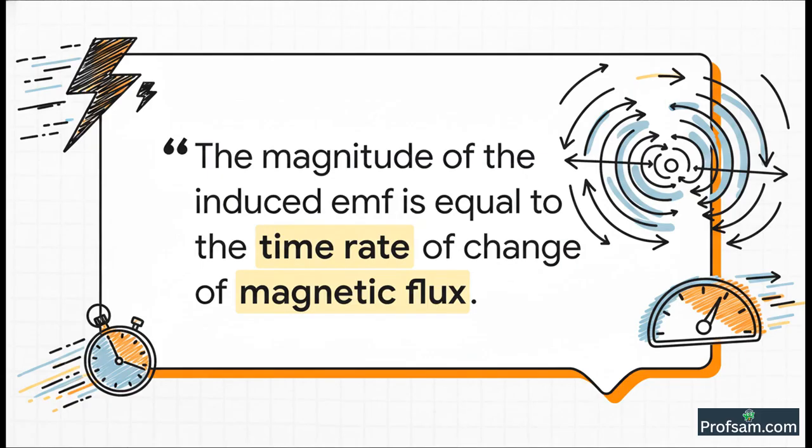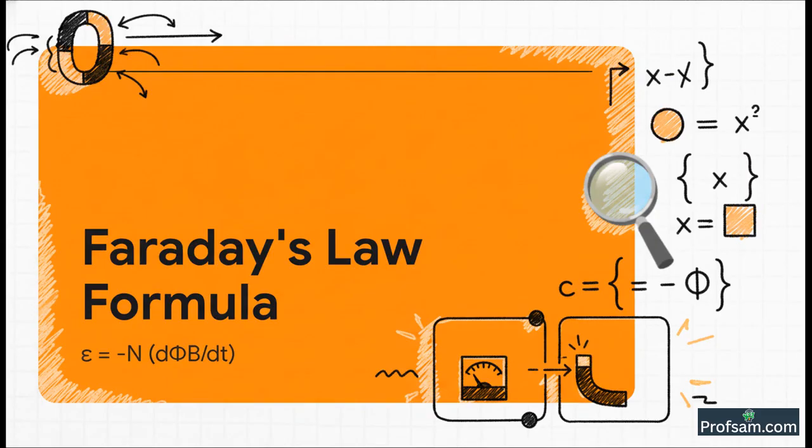All it's saying is that the voltage you get, the EMF, depends on how fast the magnetic flux is changing. A slow change gives you a small voltage. A very fast change gives you a big voltage. Now, mathematically, that whole statement is written just like this. I know, it might look a little complex at first, but trust me, it's very simple. Let's break it down together.